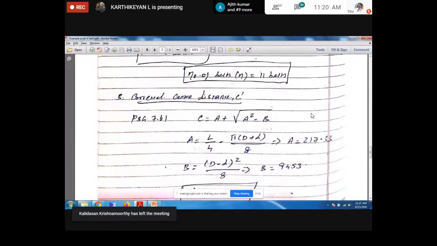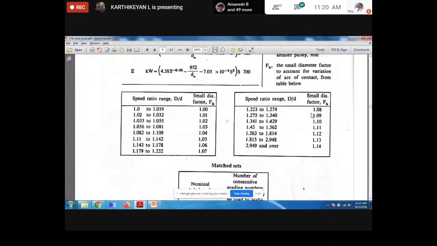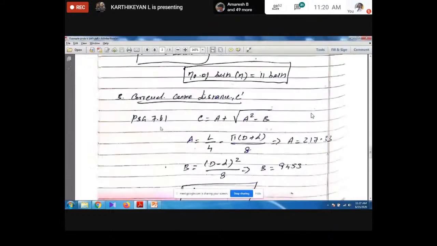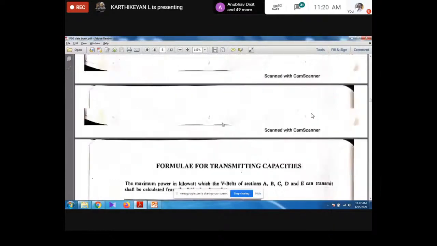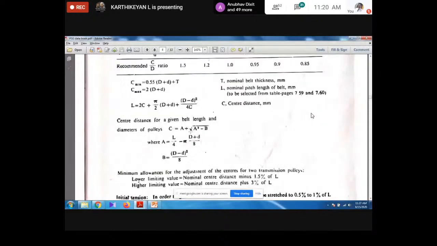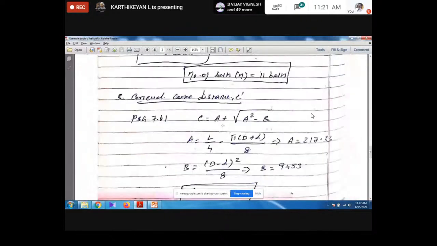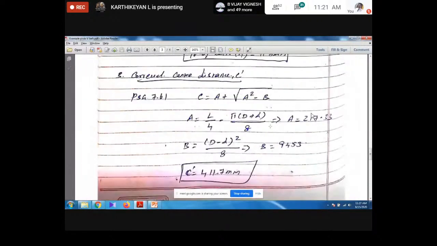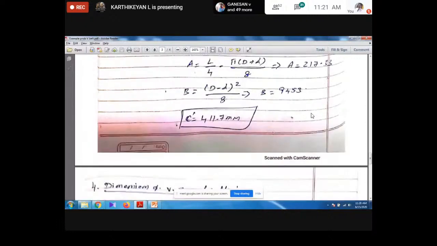And the last one is corrected center distance. We can get this equation from PSG data book 7.61. So this value, C is equal to A plus square root of A square minus B. So in this, it only comprises smaller diameter, larger diameter, and pitch length value. So we can easily calculate the corrected center distance.